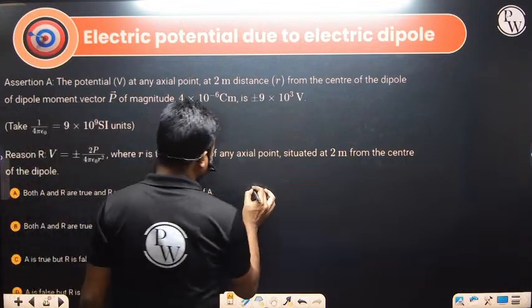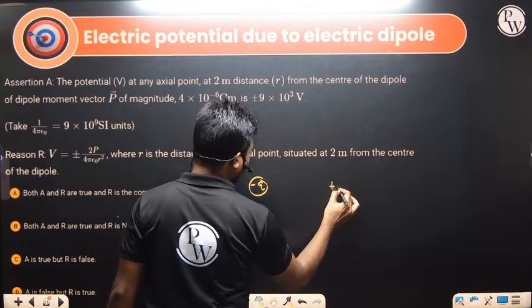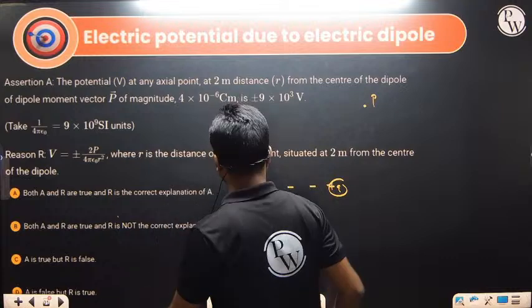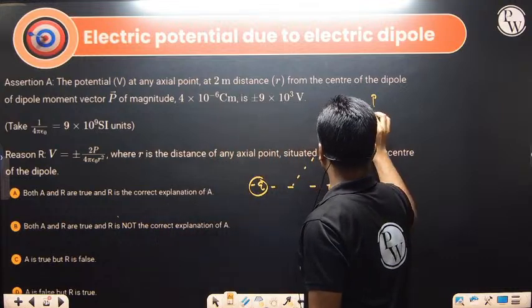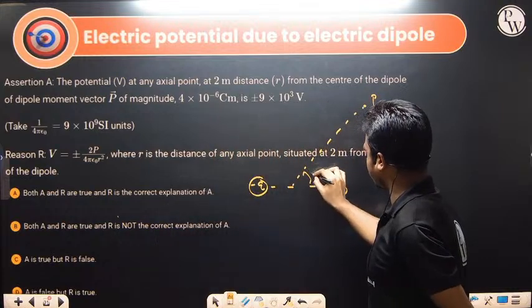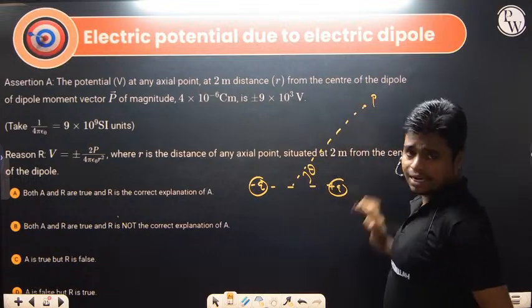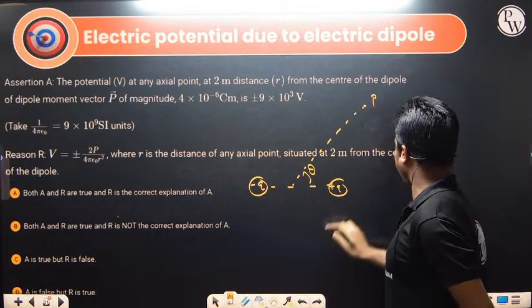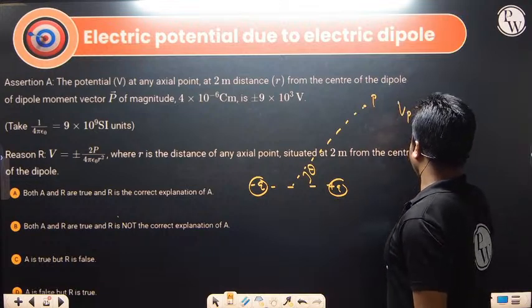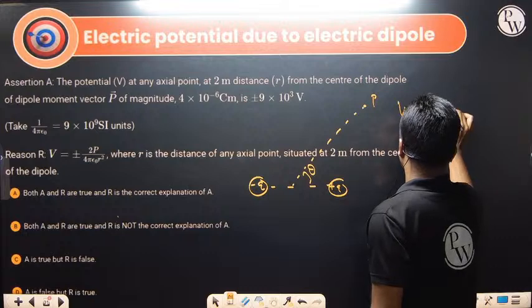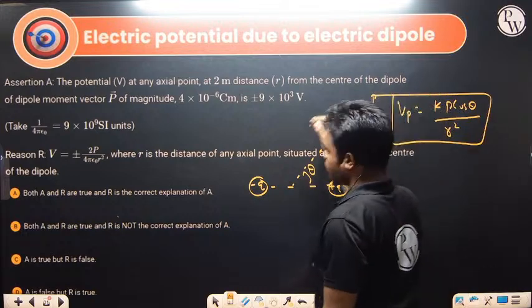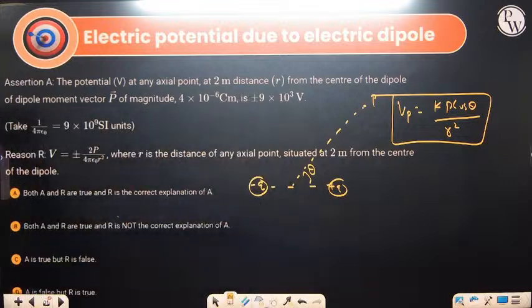So suppose you have a minus q charge, and on this side a plus q charge, and let's say at this particular point the electric field is being asked. The angle is theta. The electric potential due to an electric dipole is given by Vp equals Kp cos theta divided by r square.